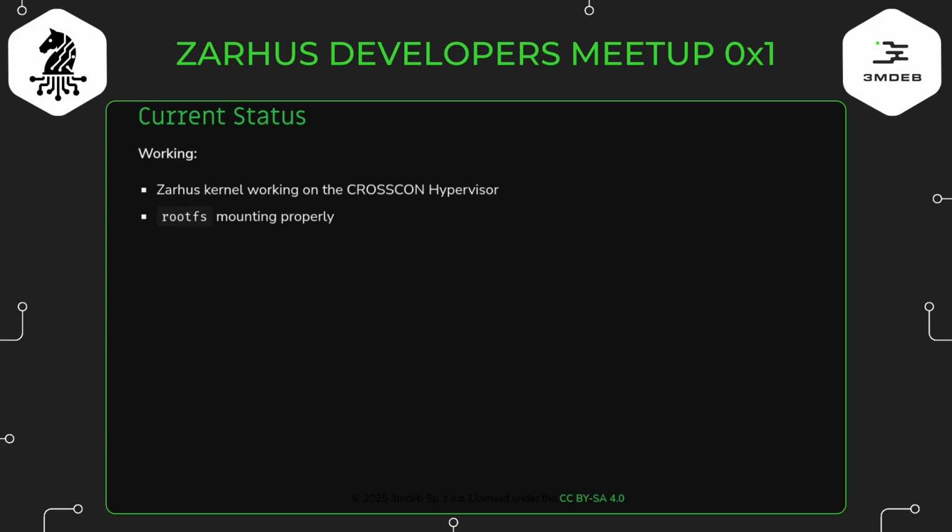It's a file that's automatically generated by Yocto, and when just using Zarhus as is, it obviously works. But during the setup of integrating Zarhus into the CROSSCON stack, that also has to be edited to get the rootfs bound. So that's something I thought I would mention.